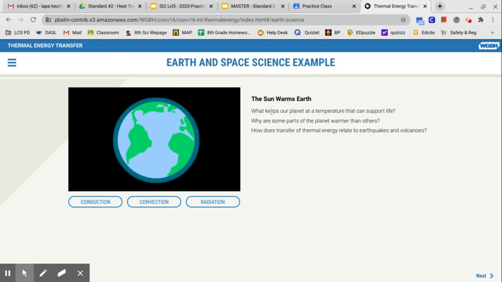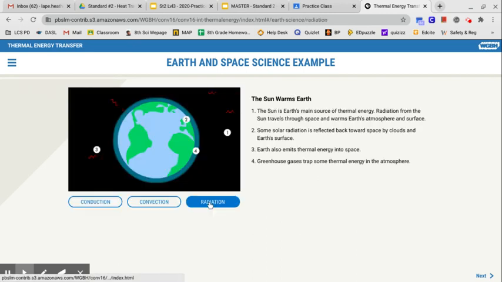So here we have the sun warms the Earth. What keeps our planet at a temperature that can support life? Why are some parts of the planet warmer than others? How does transfer of thermal energy relate to earthquakes and volcanoes? So the sun warms the earth. Let's go ahead and click on radiation.